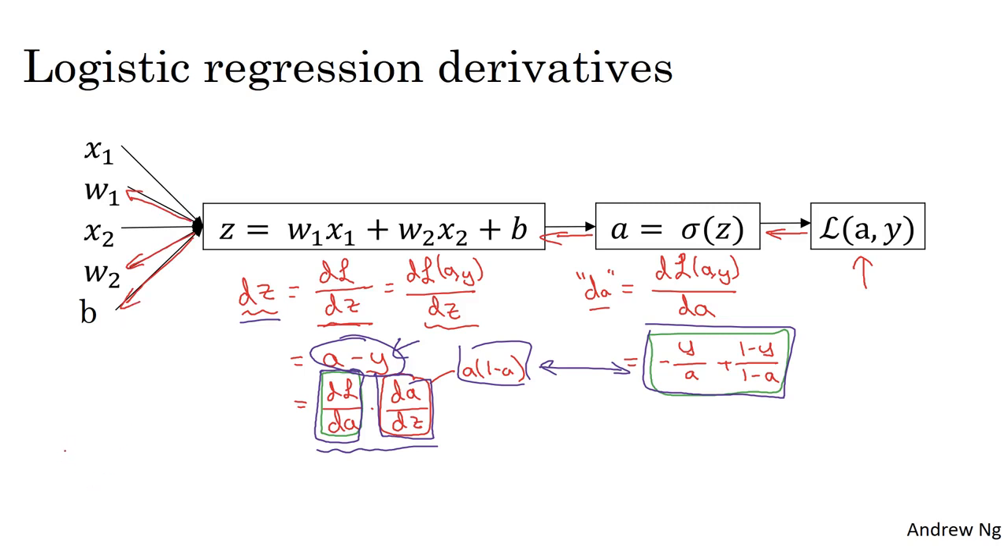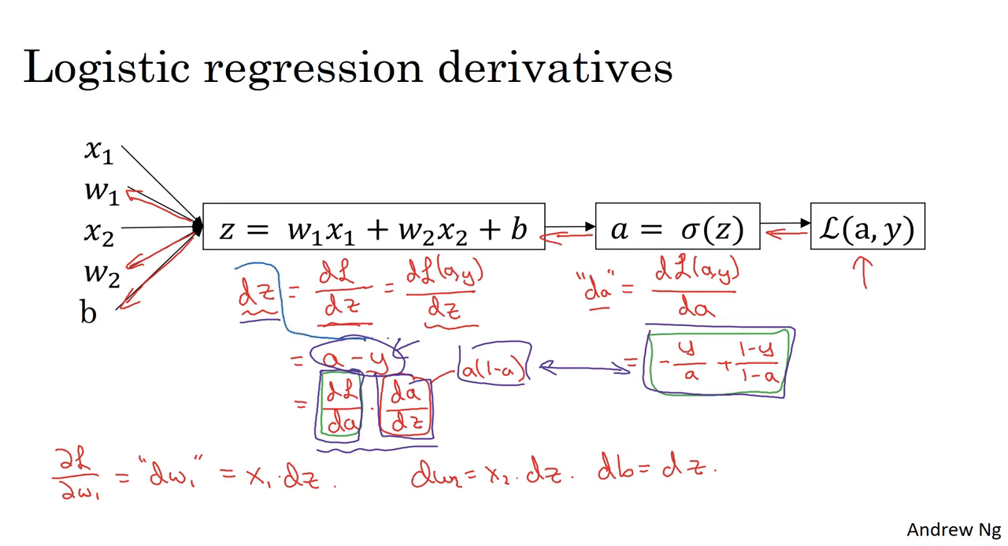In particular, you can show that the derivative with respect to w1, which in code we'll call dw1, is equal to x1 times dz. Similarly dw2, which is how much you want to change w2, is x2 times dz, and db is equal to dz. So if you want to do gradient descent with respect to just this one example, what you would do is the following. You would use this formula to compute dz, and then use these formulas to compute dw1, dw2, and db, and then you perform these updates.